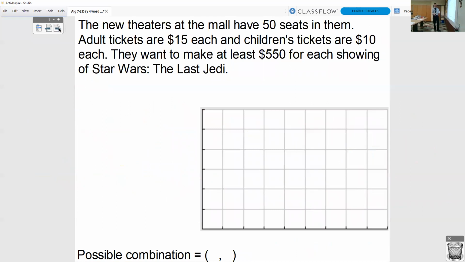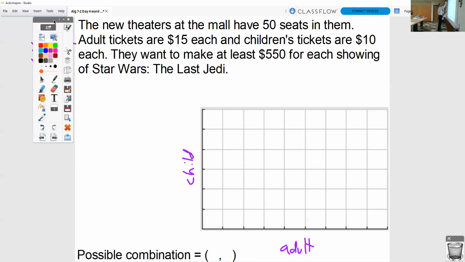So this is our last example. The new theaters at the mall have 50 seats in them. You have adult tickets that are $15 each and children's tickets that are $10 each. They want to make at least $550 for each showing of Star Wars. So we have two things here. We have adult tickets and we have children's tickets. So I'm going to use X and Y. So I know right away on my graph that adult is going to be X and child is going to be Y.